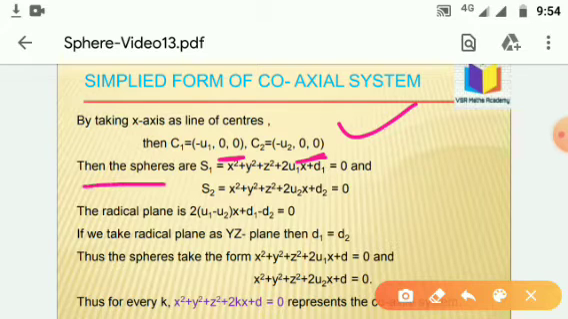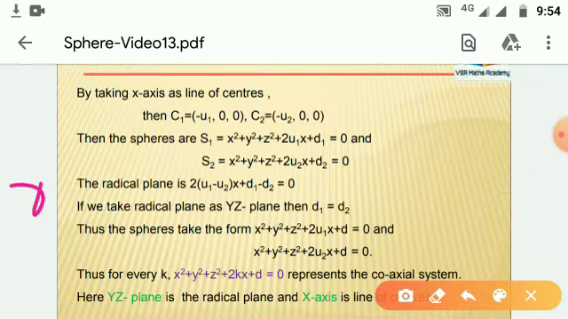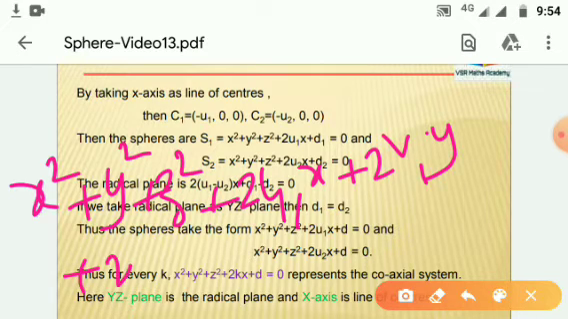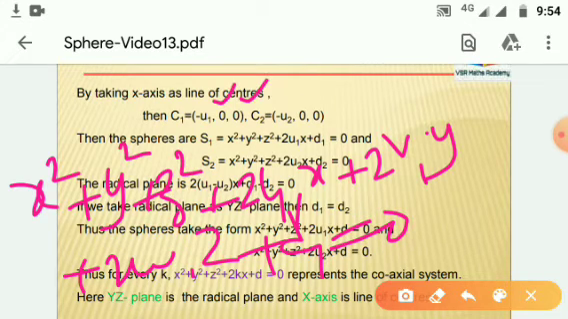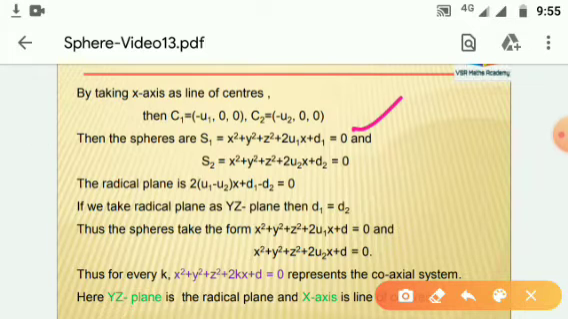Then the spheres take the form like this. For example, what is the equation of the sphere? x square plus y square plus z square plus 2u1x plus 2v1y plus 2w1z plus d1 is equal to 0. Since v1 is equal to 0 and w1 is equal to 0, these terms will become 0. Then the equation turns into x square plus y square plus z square plus 2u1x plus d1 is equal to 0. So this is the equation of one member S1, and this is the equation of S2.